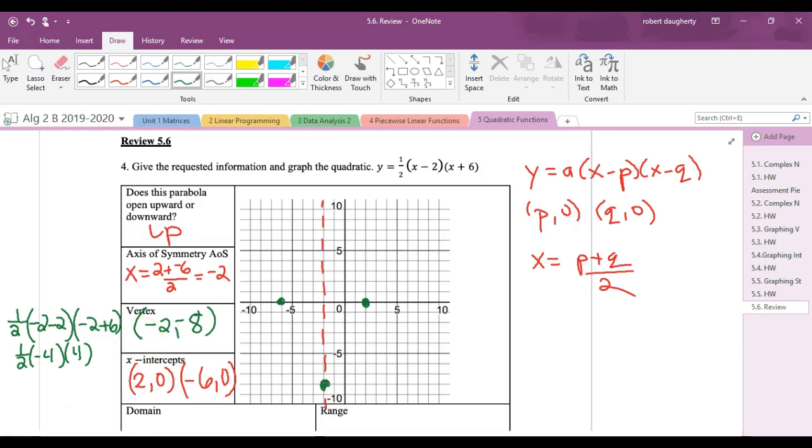I should have enough to graph this guy. I could put in 0 to get the point for the y-intercept. If I did that, I think it's at -6. I could find that point right here, and that would help me draw this even better. Domain, negative infinity to infinity. Range, -8 to infinity.